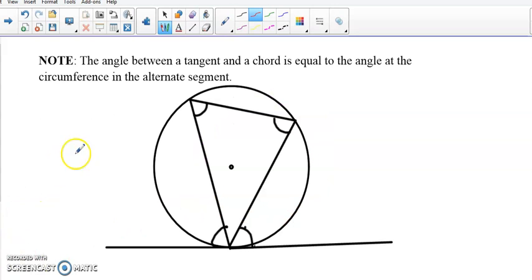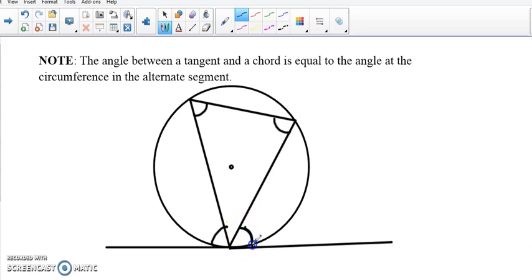Okay, now let's note this first before we move ahead. Note: the angle between a tangent and a chord is equal to the angle at the circumference of the alternate segment. Now look at this. This line here is a chord, here is a segment. This line here is a chord, here is a segment. So if here is a segment, here is the alternate segment, and if here is a segment, here is the alternate segment.